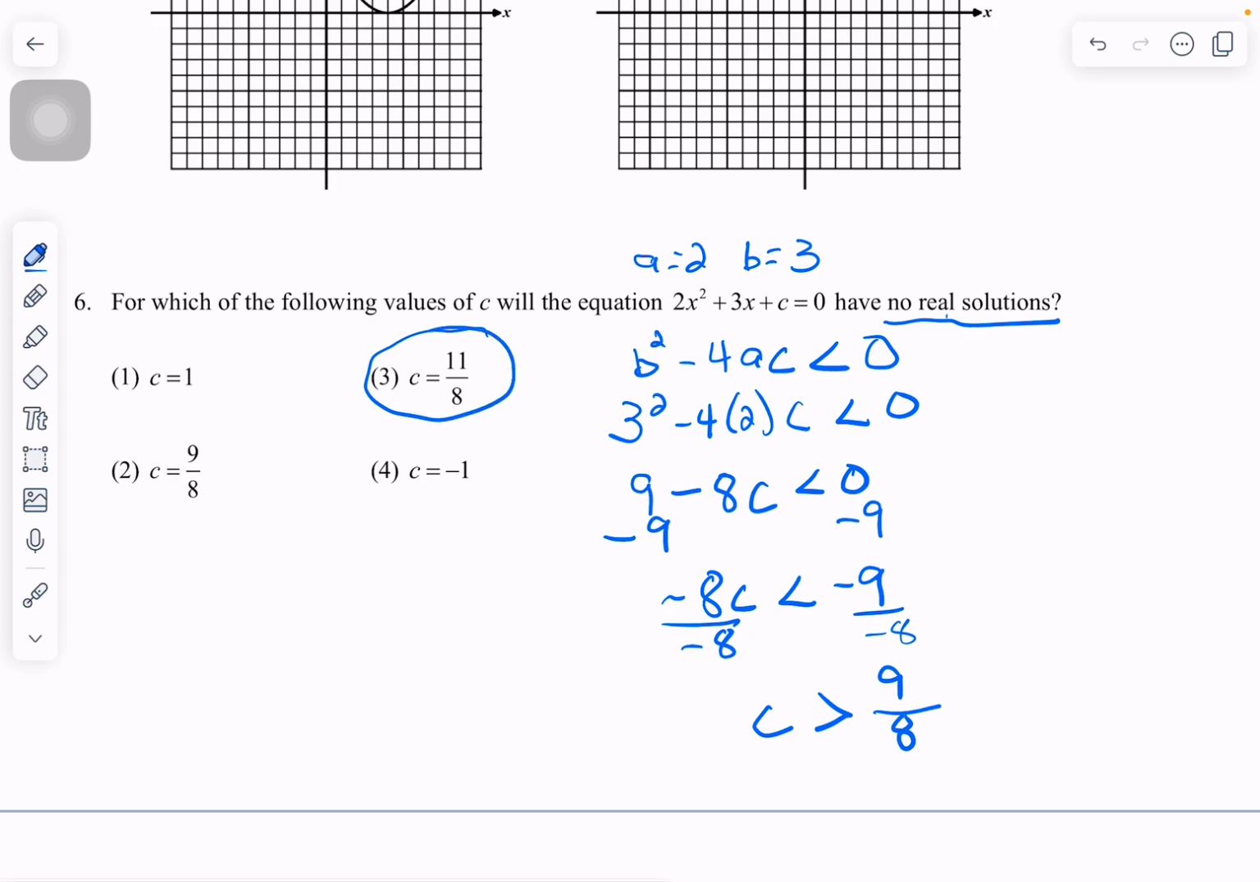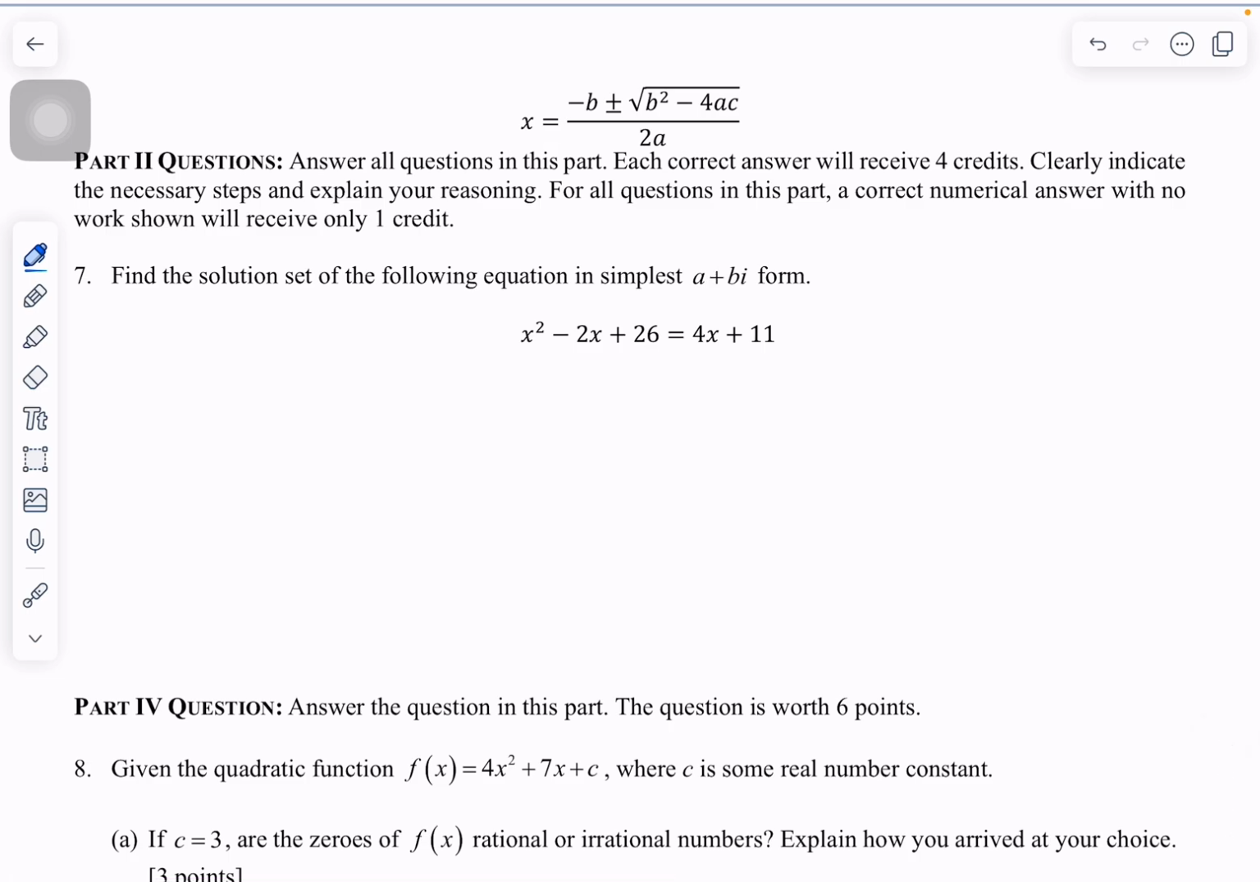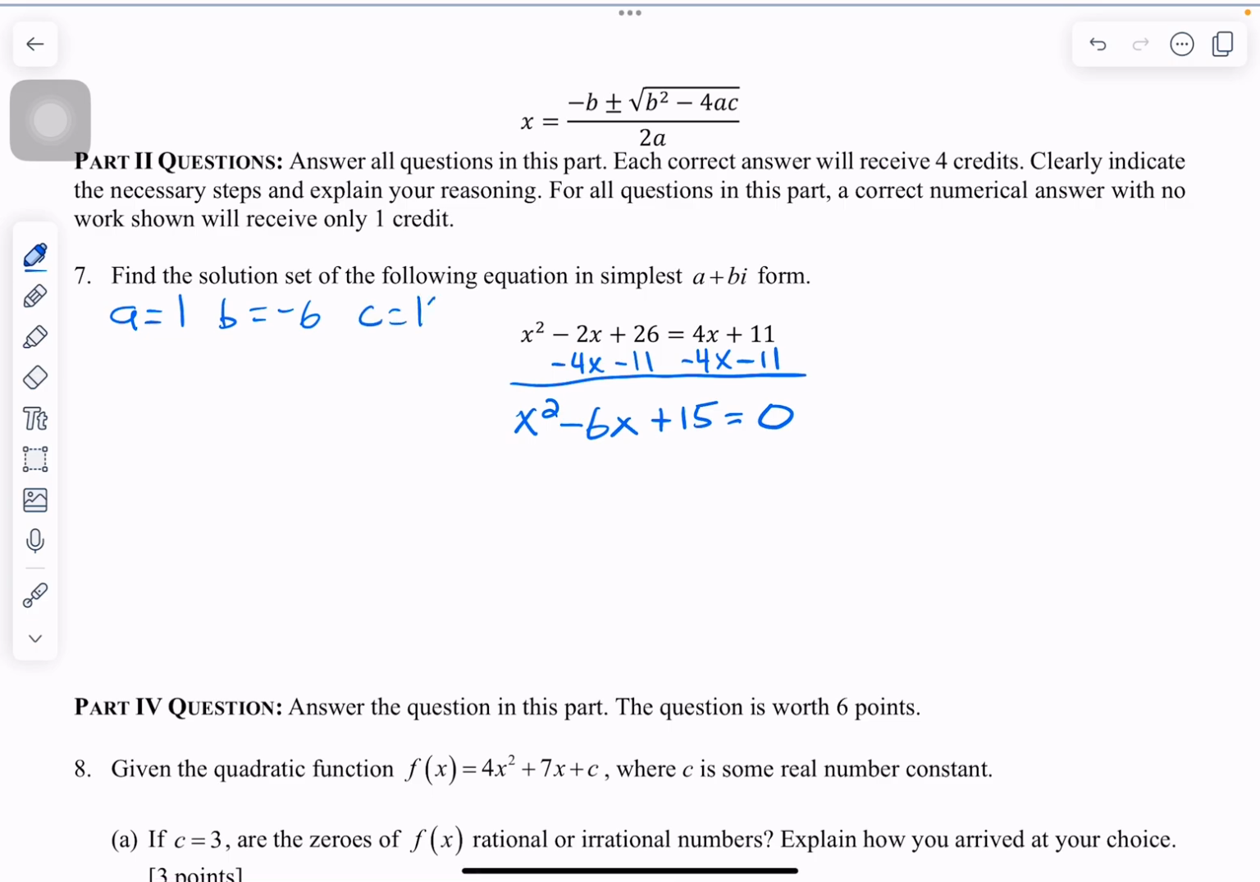Okay? And now for the short answer questions. You'll have one tomorrow where you have to get it equal to 0. So that's the first step. So we're going to subtract 4x and subtract 11. We get x squared minus 6x plus 15 is equal to 0. Okay, so a is equal to 1, b is equal to negative 6, and c is equal to 15.